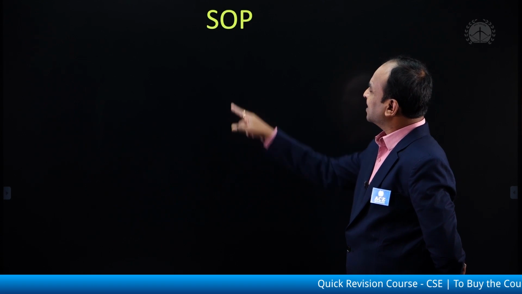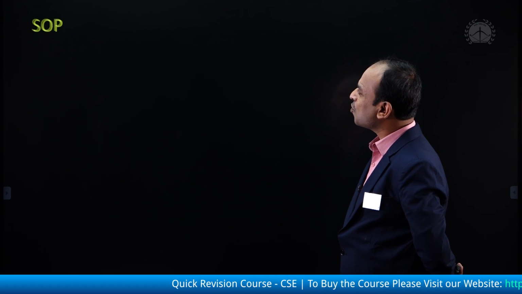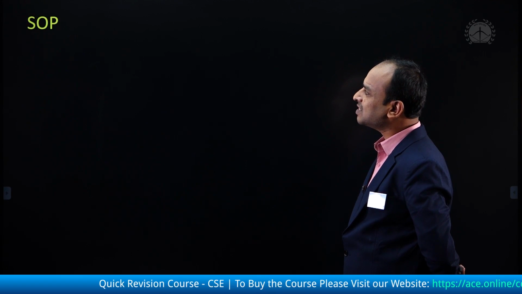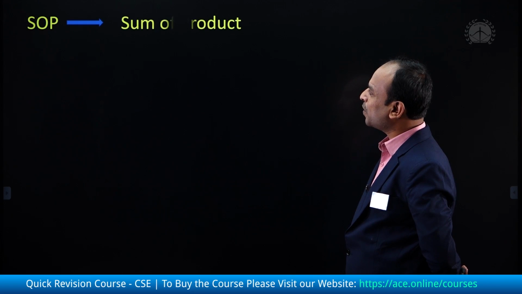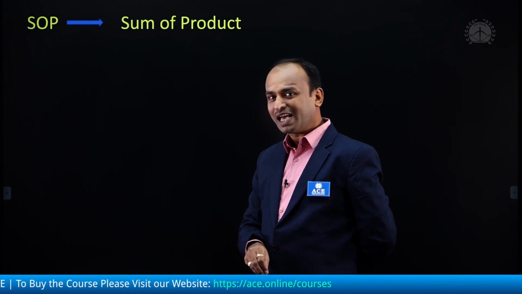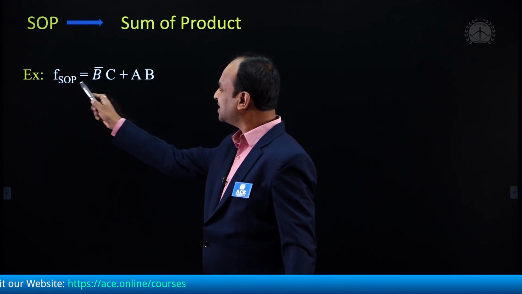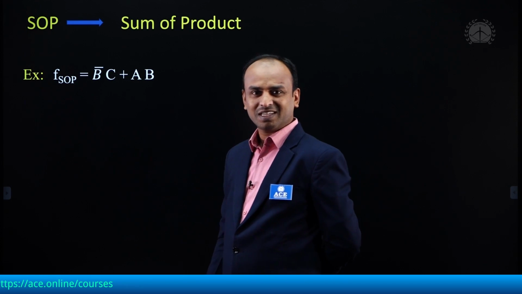What is the full form of SOP first of all? The SOP full form stands for sum of product. So what is an example for this? One example for SOP is the function of A, B, C.